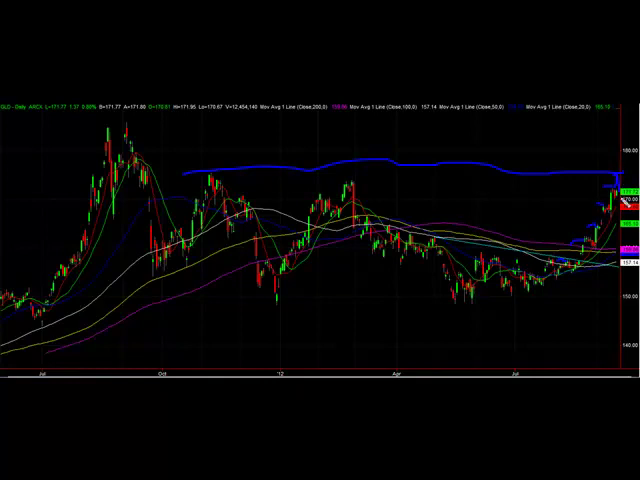Another pullback, talking about the 168.60 level. That will be a good retracement and a good entry here maybe for the long side on our longer time frame.